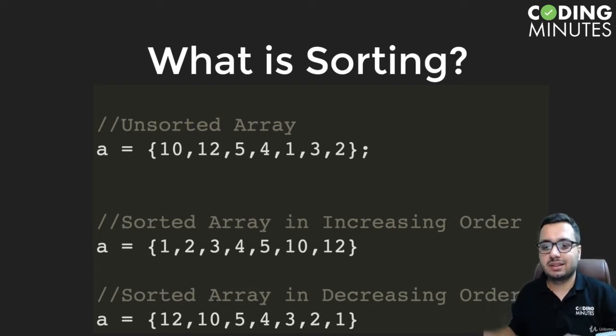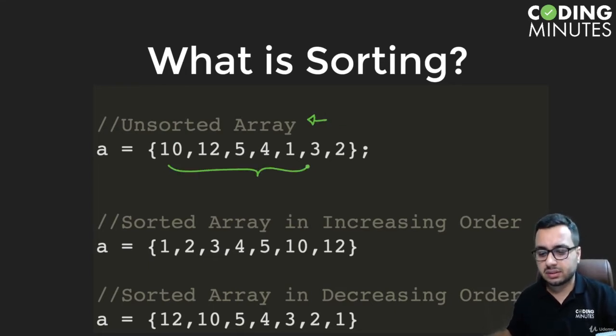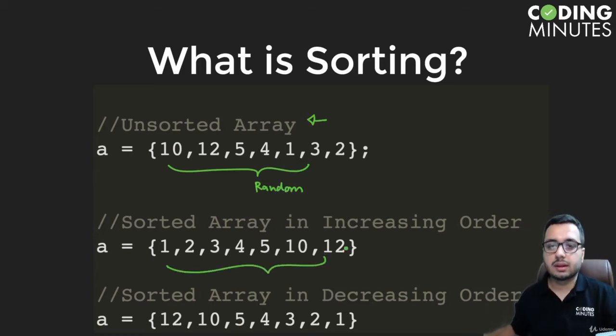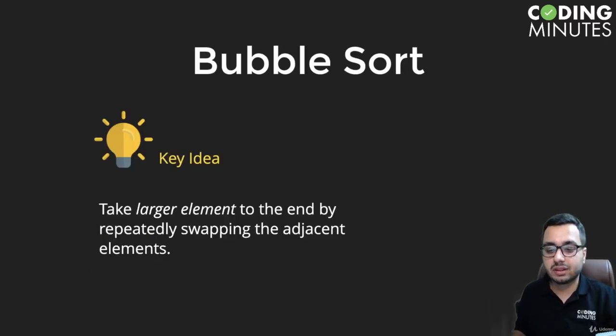So what is the expectation of a sorting algorithm? A sorting algorithm will take as input an unsorted array which looks like this, and you can see these numbers are arranged in random order, but we want to output those numbers in, let's say, increasing order, or it can be in decreasing order. If it is in increasing order, this is how the output would look. So this is the input and output of every sorting algorithm.